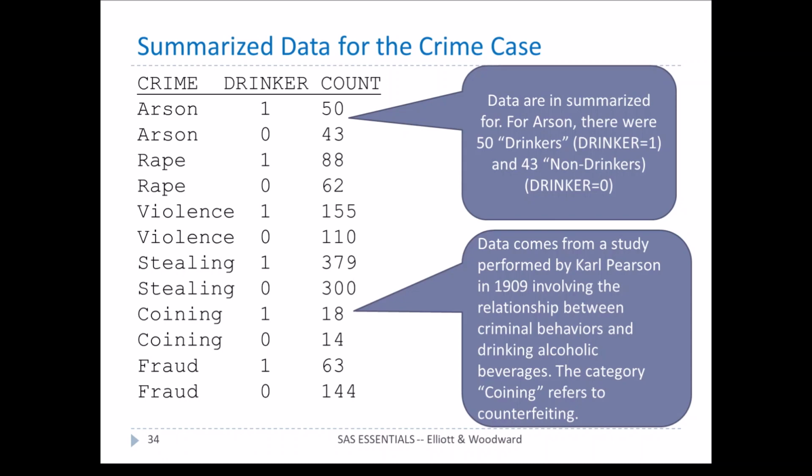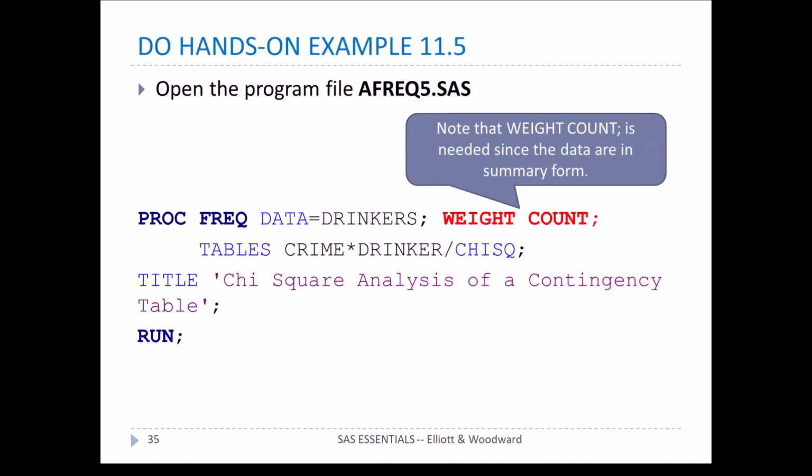So here we have arson, where 50 were drinkers and 43 were not. In rape cases, 88 were drinkers and 62 were not, and so forth. Coining down at the bottom refers to counterfeiting. All right, the way to analyze this data, first of all, we need to realize that we have counts. So we use that weight variable there, WEIGHT count. We're looking at the table crime by drinker, and then asking for the chi-square test.